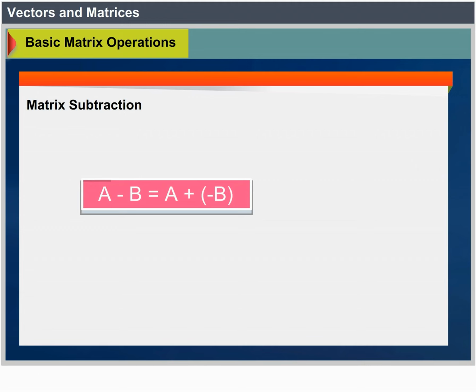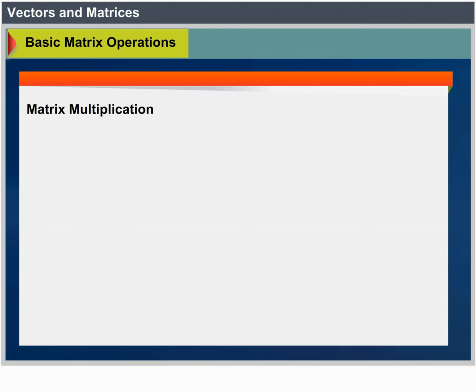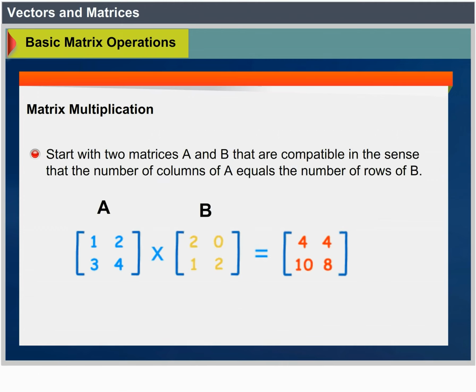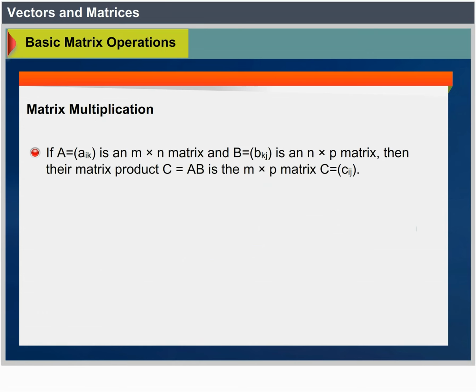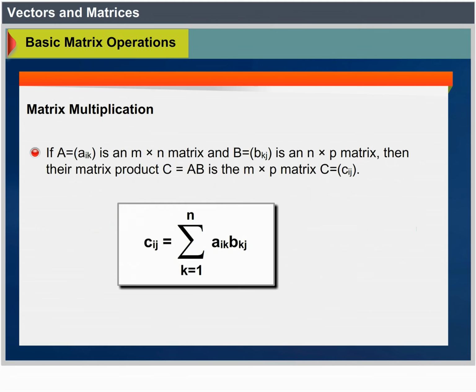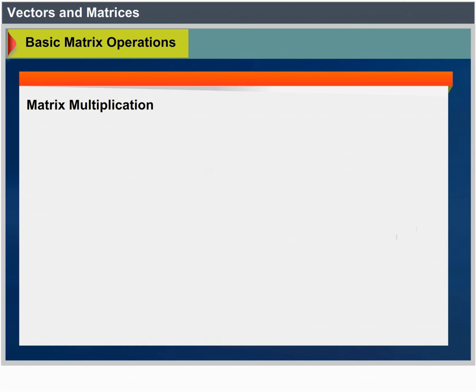Matrix multiplication. Start with two matrices A and B that are compatible in the sense that the number of columns of A equals the number of rows of B. If A equal to Aik is an m by n matrix and B equal to Bkj is an n by p matrix, then their matrix product C equal to AB is the m by p matrix C equal to Cij, as shown here, for i equal to 1 to m and j equal to 1 to p.